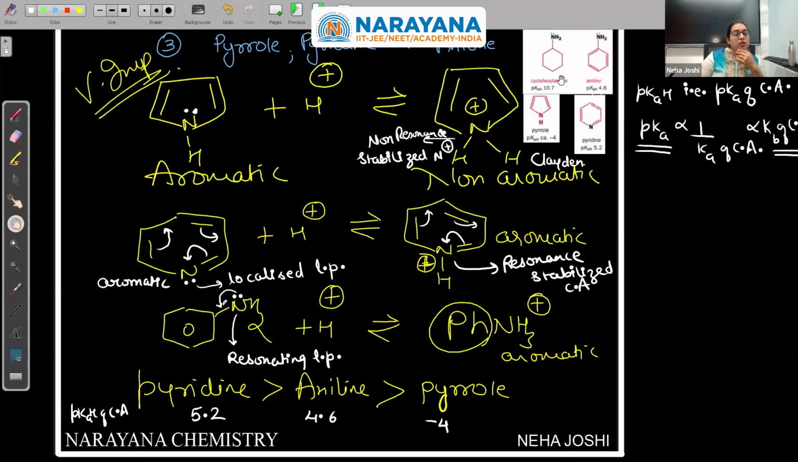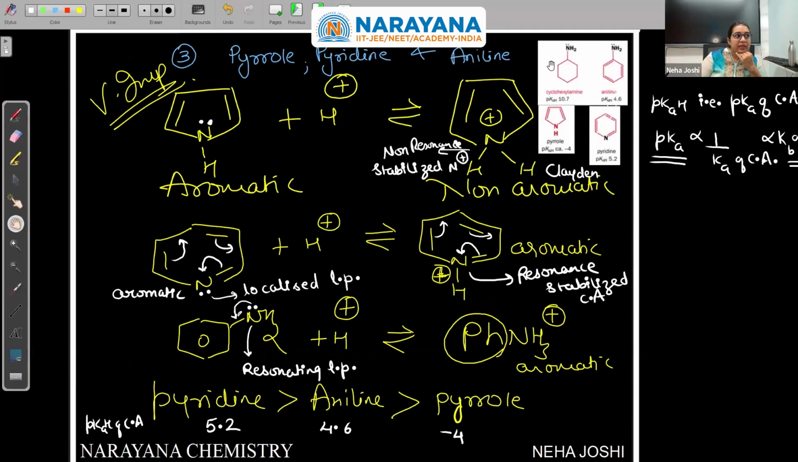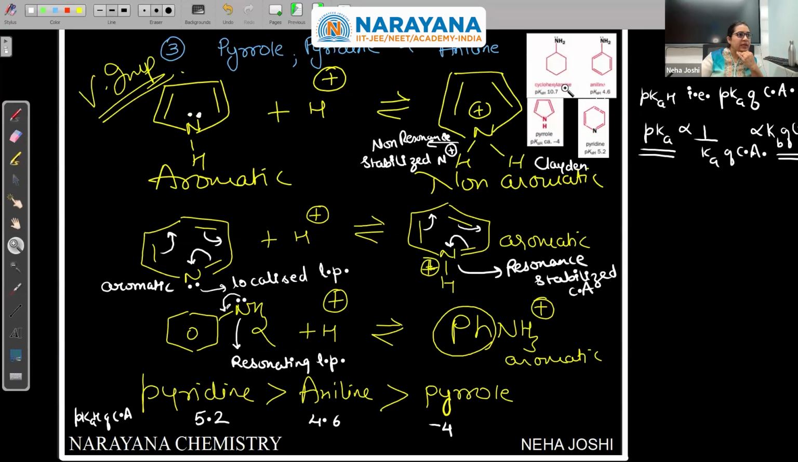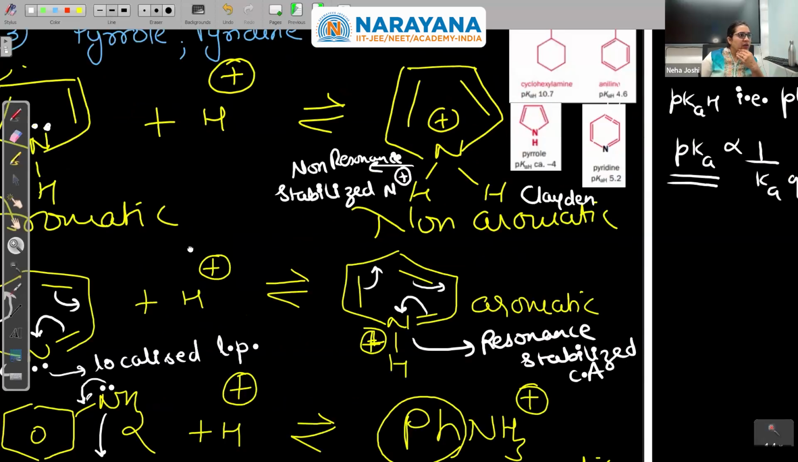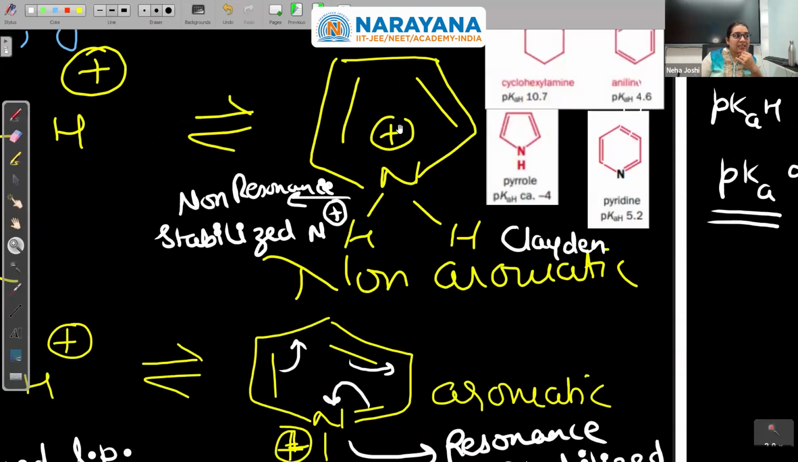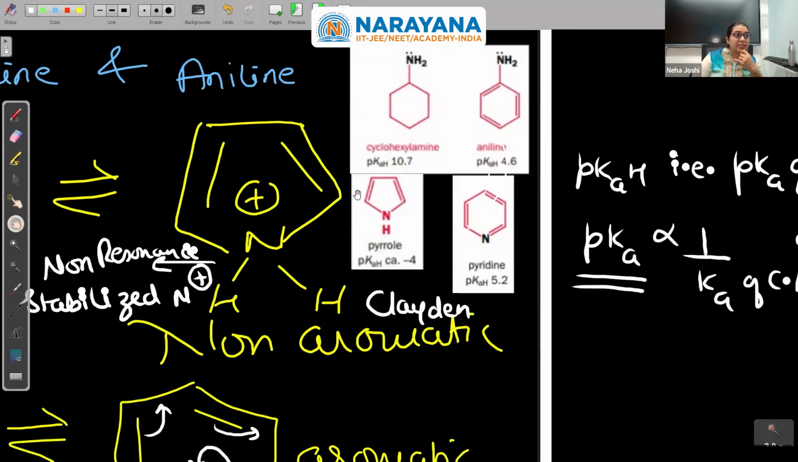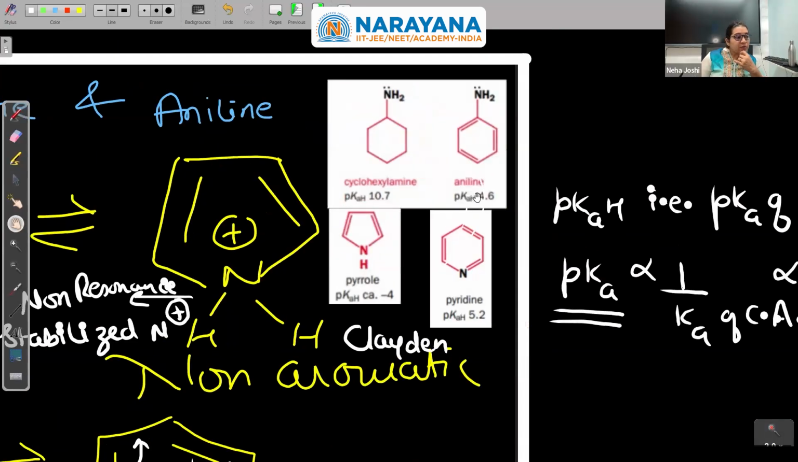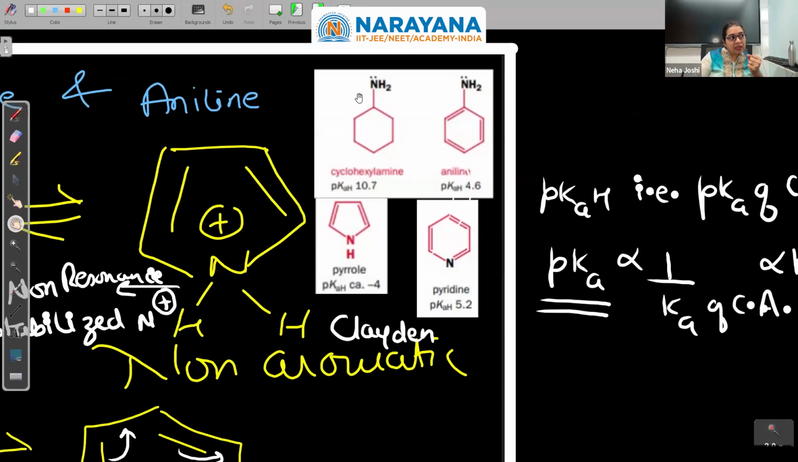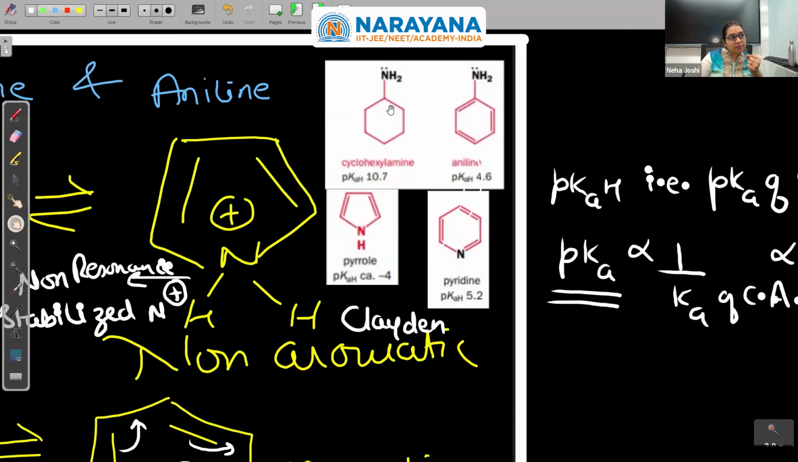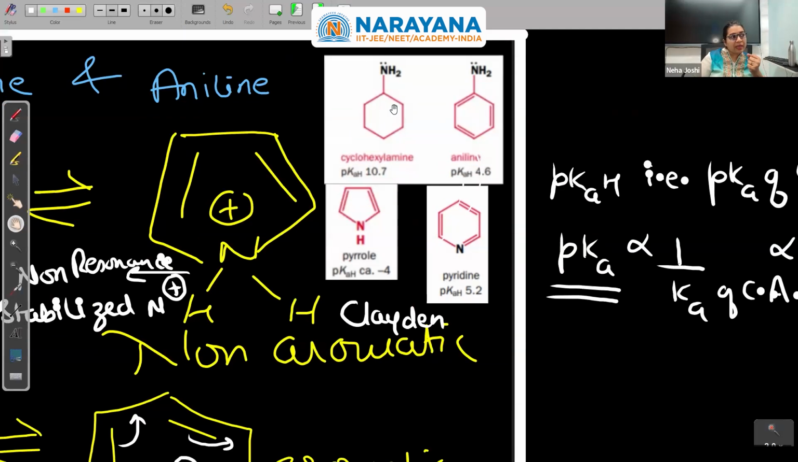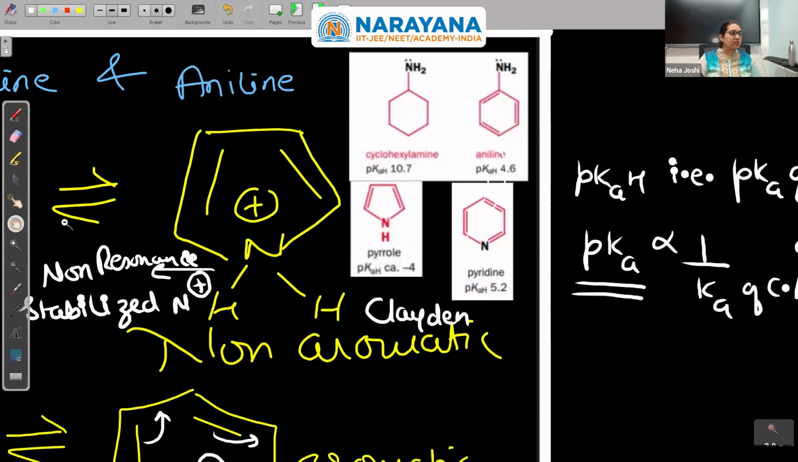Here, one more thing you note. See, cyclohexylamine. I hope this is clear, but let me enlarge it. Now it will come better on your screens. Cyclohexylamine, pKa is 10.7. Aniline 4.6. A clear reason: localized lone pair, and there is no minus I. In fact, it is a plus I group, right? Combined effect, cyclohexylamine is going to be the best of all these as a base.